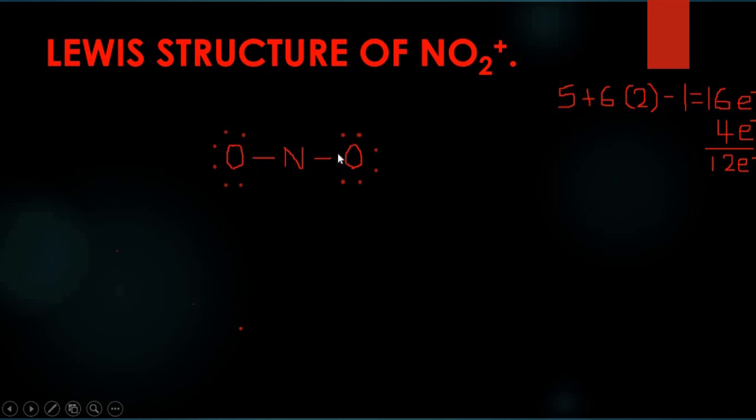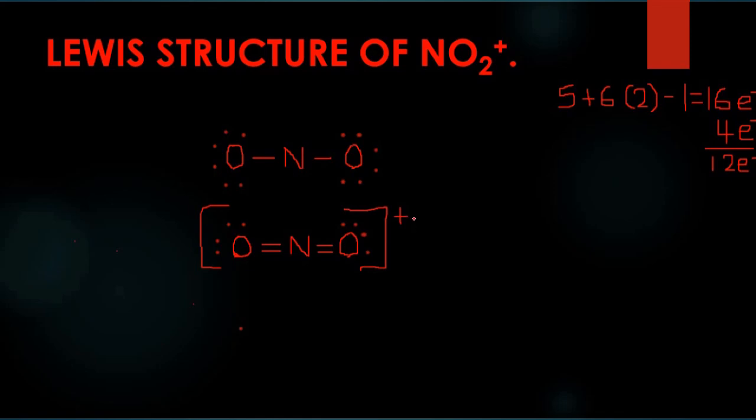In forming the multiple bond, we move lone pair electrons from the terminal atoms and form a bond between the nitrogen and the oxygen atom. We do it for both sides. So we have our structure. So here we go. We have formed a multiple bond between the nitrogen atom and the oxygen atoms. Before we are fully done with writing the Lewis structure of this nitronium ion, we have to bring the positive charge which is on the nitronium ion. So here we have it, the Lewis structure of nitronium ion.